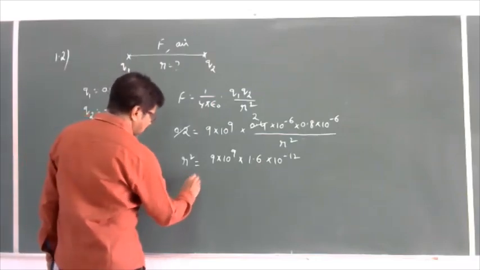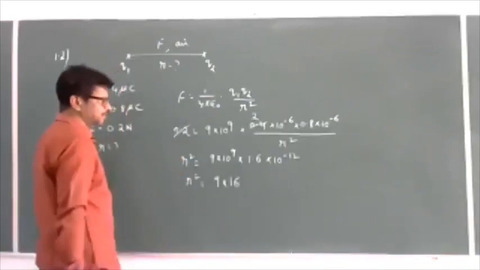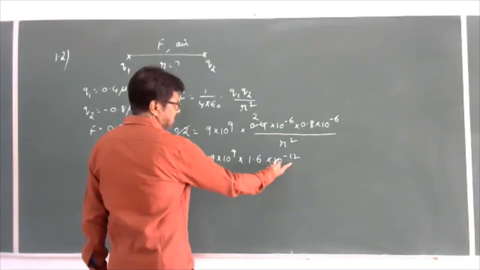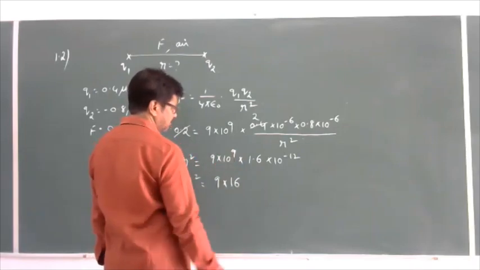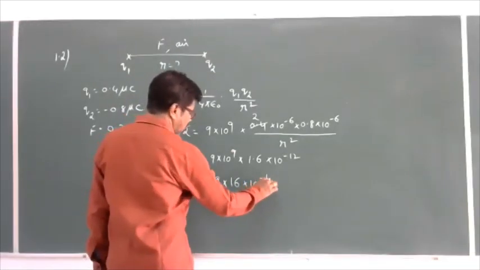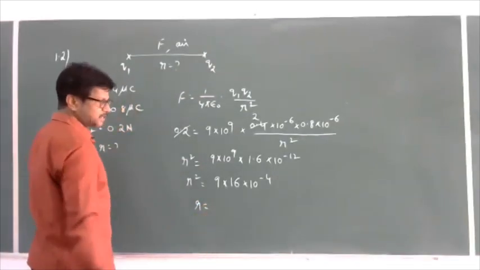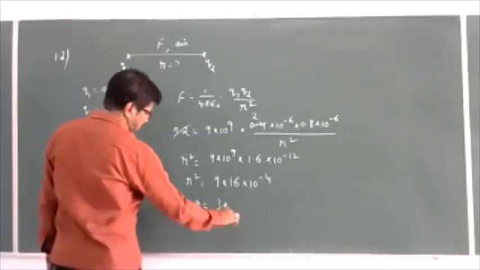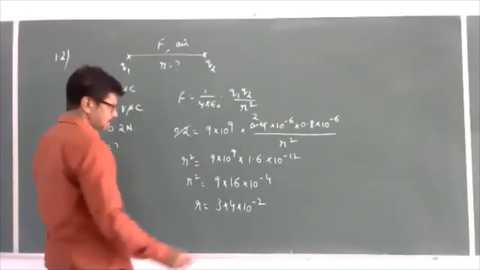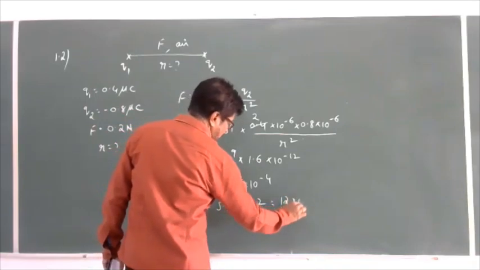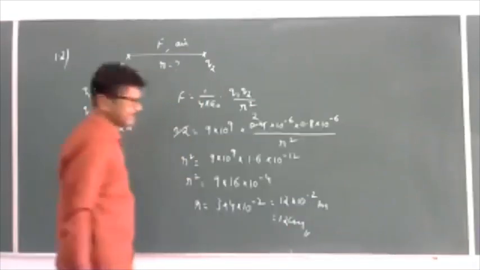Now R square is equal to 9 into 1.6, I will write 16 into 10 to the power of minus 1, minus 13. So minus 13 plus 9. How much will it be? 10 to the power of minus 4. Then take the square root on both sides. Square root of 9 is 3. Square root of 16 is 4. Square root of 10 to the power of minus 4 is minus 2, which is equal to 12 into 10 to the power of minus 2 meters, or we can write it as 12 centimeter.